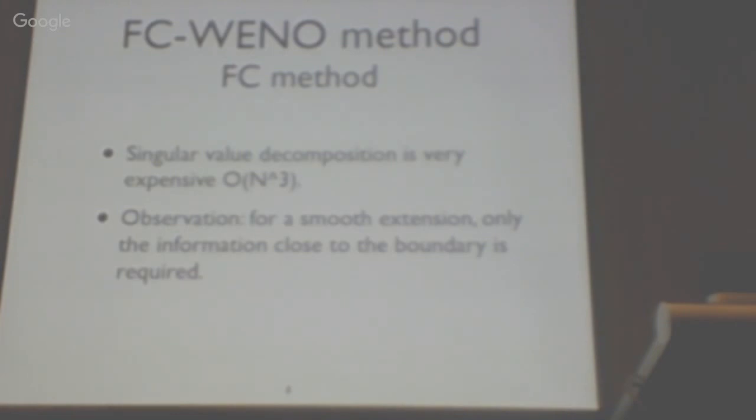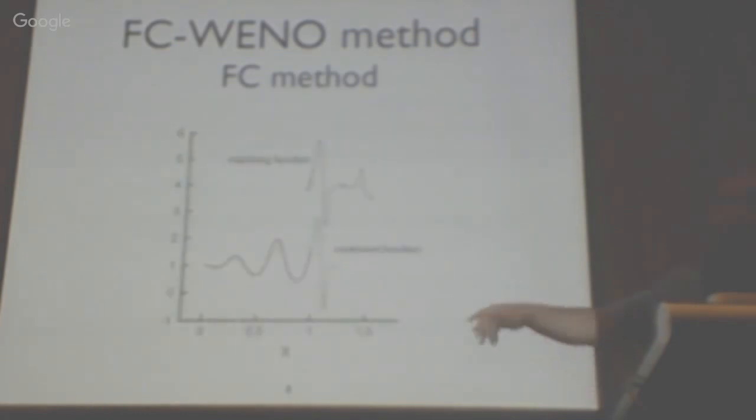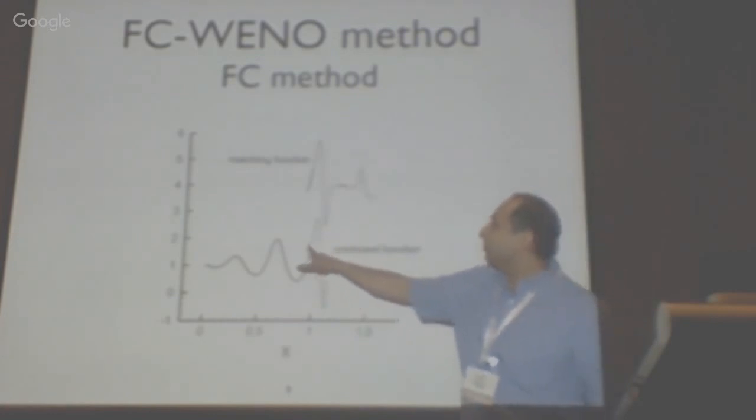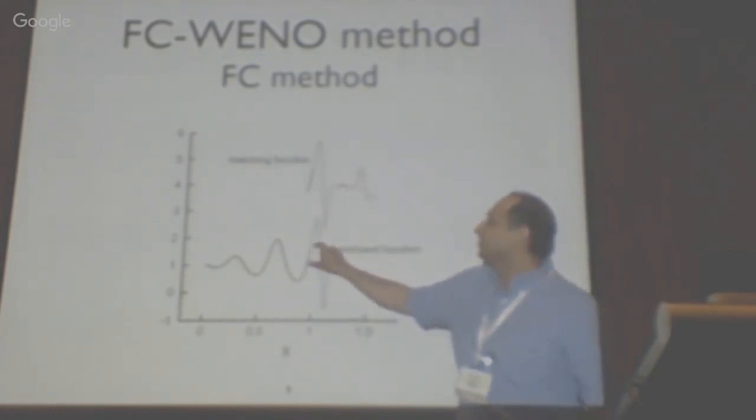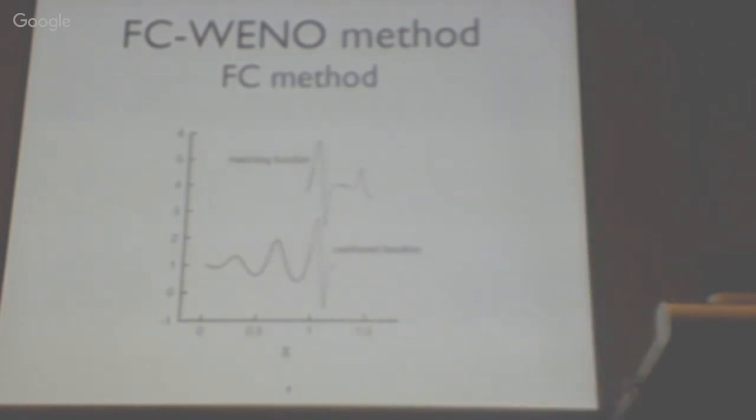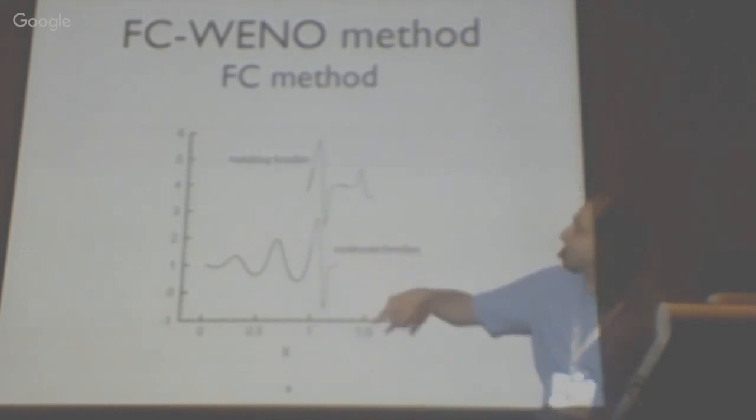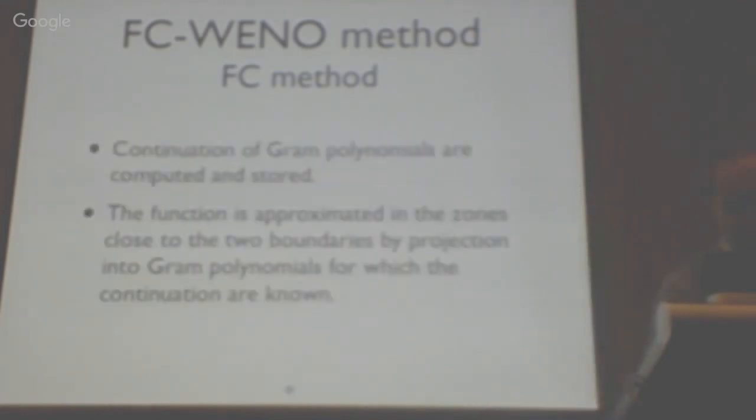If you want to do a smooth extension of the function, you don't need to use the whole domain. You only need to use the information from the points near the boundary. So if this is my function, I only need to look at some delta region near the boundary and use the information from there to construct the extension. Okay, periodic extension. Even if this region becomes smaller, I still have to use singular value decomposition, which is still not going to give me the complexity of the Fourier method. How are we going to do it?